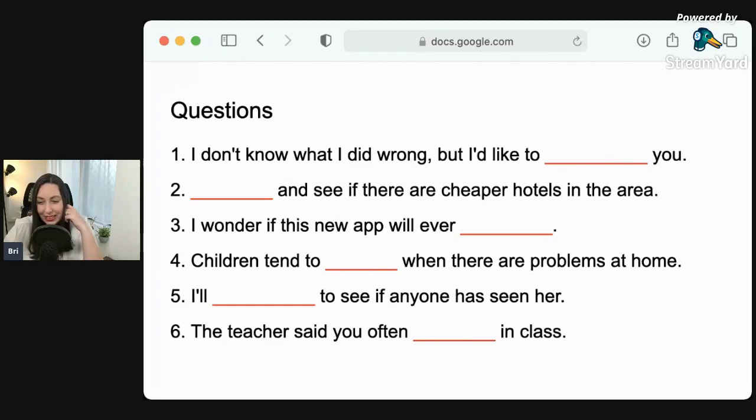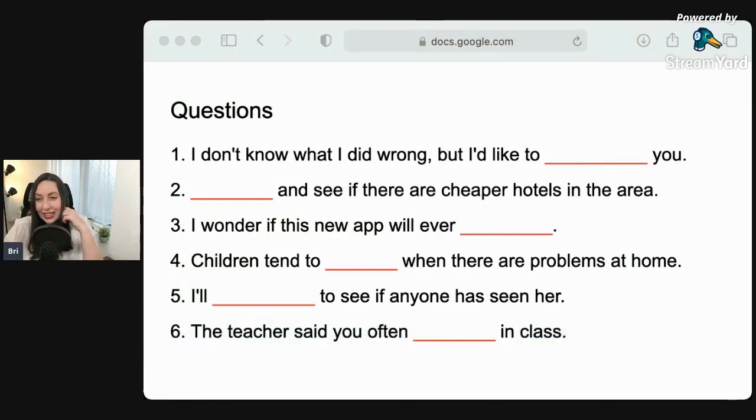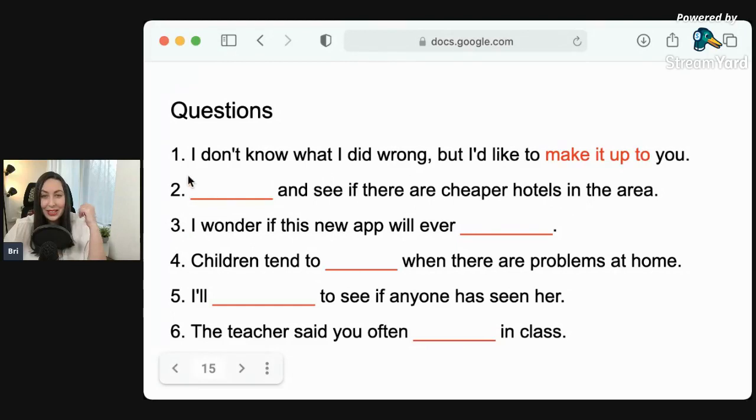Oh, very good. I see a good answer. Make it up to you. Very good. So the correct answer for number one is make it up to you. So, I don't know what I did wrong, but I'd like to make you happy again. I'd like for you to forgive me. So I'd like to make it up to you. Excellent. Very good.